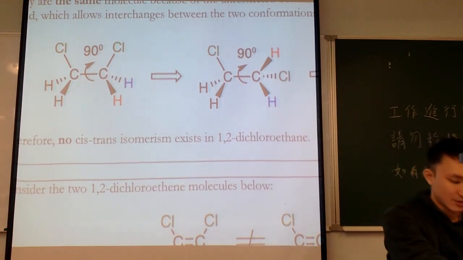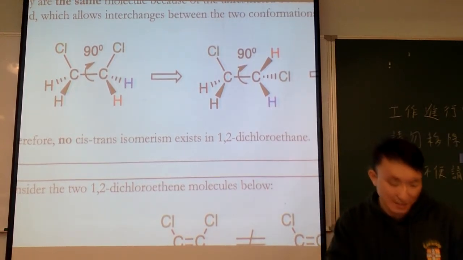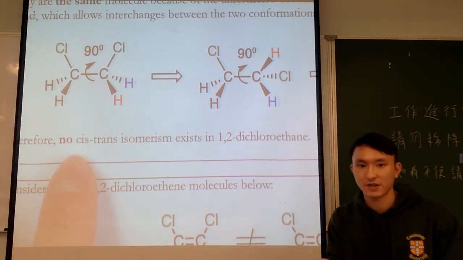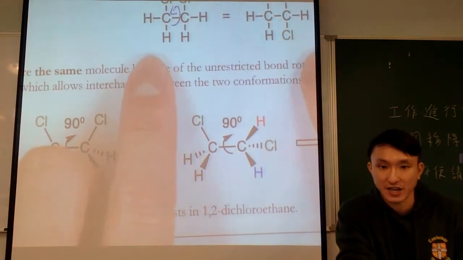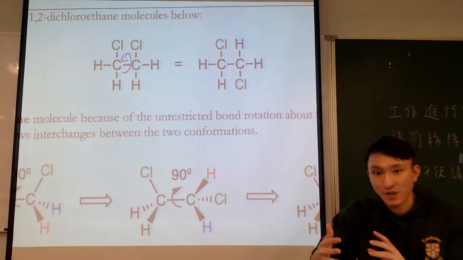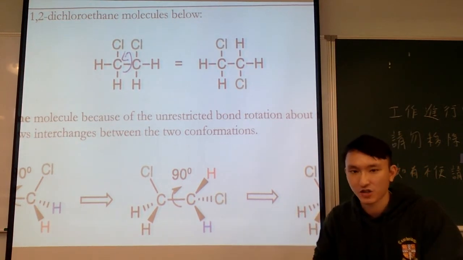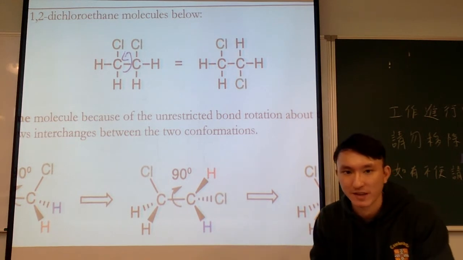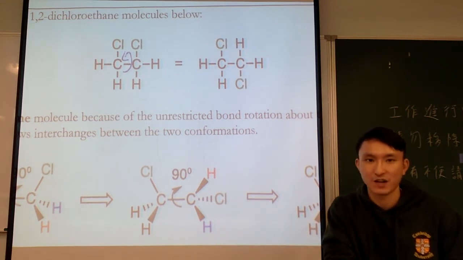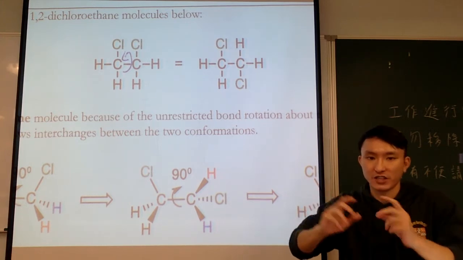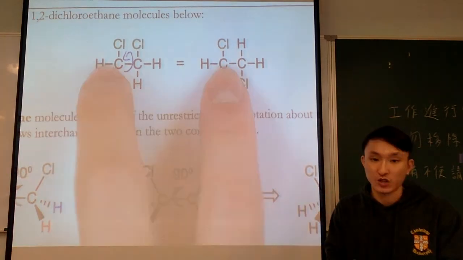Whew. So that's the idea. In this case, we don't have any cis-trans isomerism because these two are the same. For isomers, we are talking about the same molecular formula but different structure or spatial arrangement. But in fact, they do have the same spatial arrangement. They can always interchange by bond rotation. So these two are essentially the same.